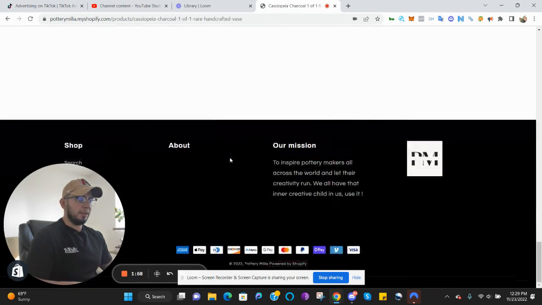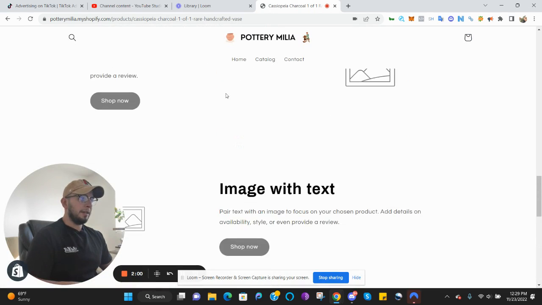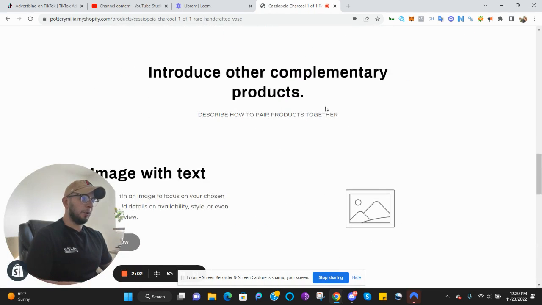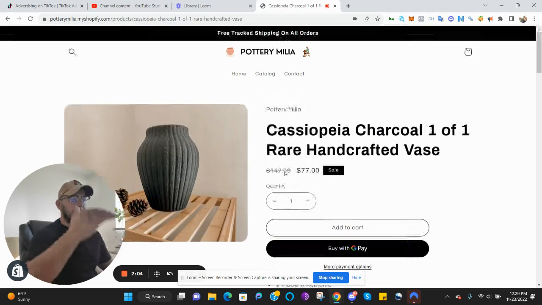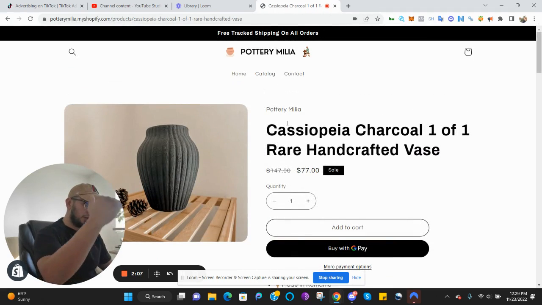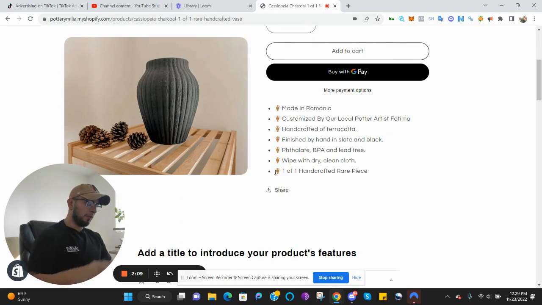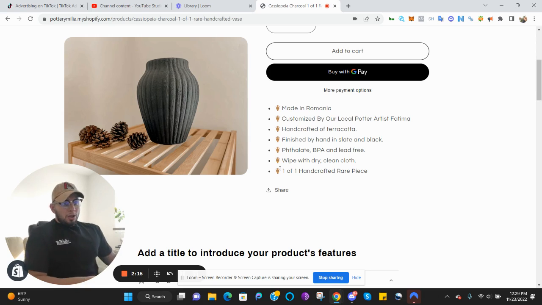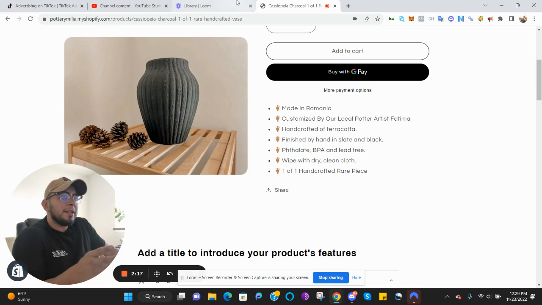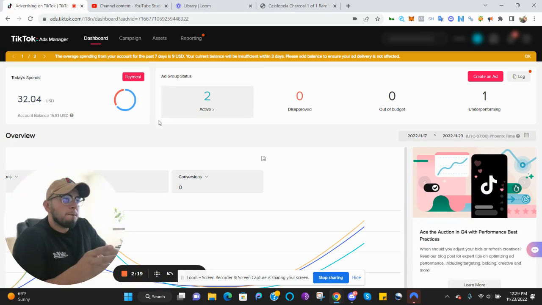Oh, and you see, I hadn't even noticed this. I need to delete all these. So this is supposed to be, in my opinion, on the funnel at the top, telling you about the product. Hey, it's one of one. Hey, it's handcrafted, etc., etc. So I'm going to run those two ads. Let me show you my campaigns and whatnot.